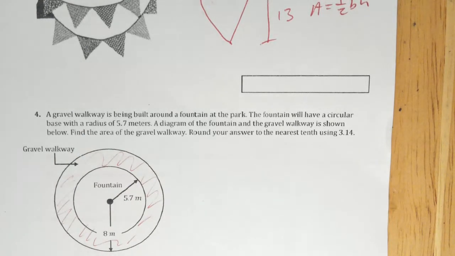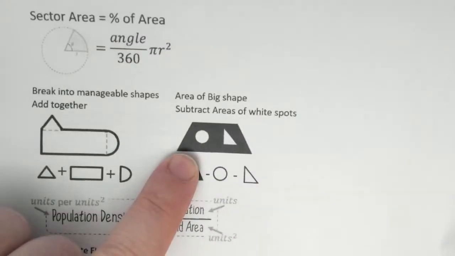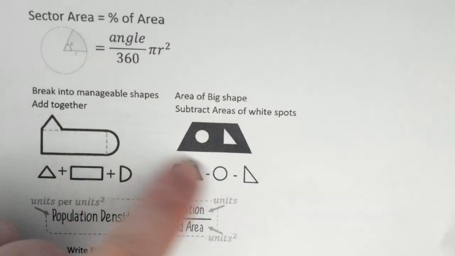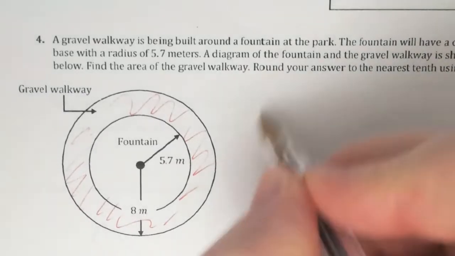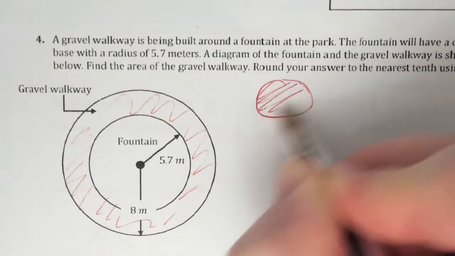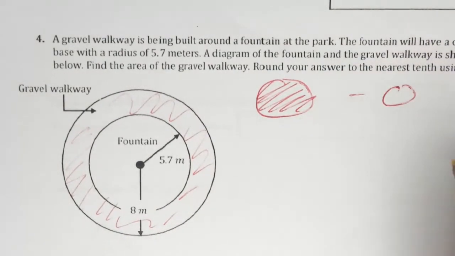So if you look at your hot topics, nice little reminder of how to do everything. Okay, so basically we're looking for that shaded region. So you find the big shape and you subtract any of the white spots. All right, so I'm going to zoom in. All right, so we need to find the big circle and subtract the white spots.